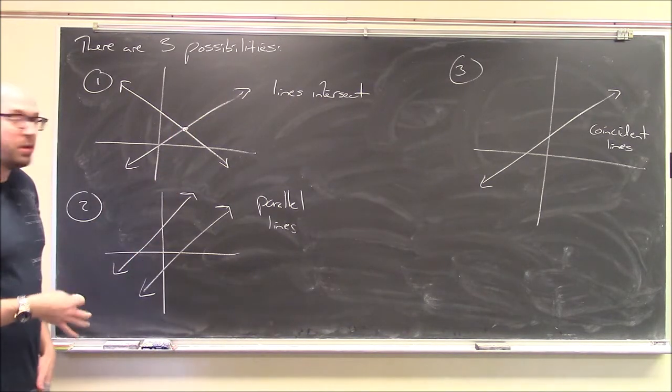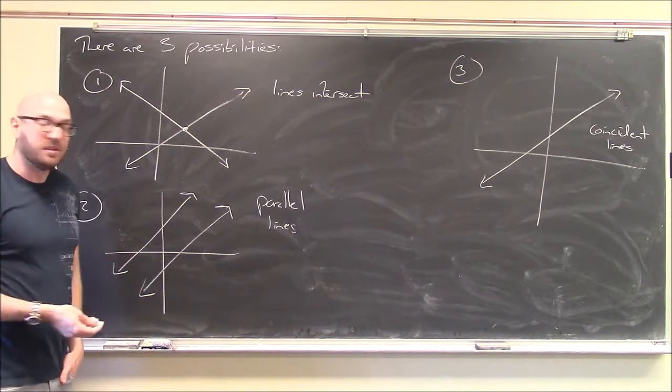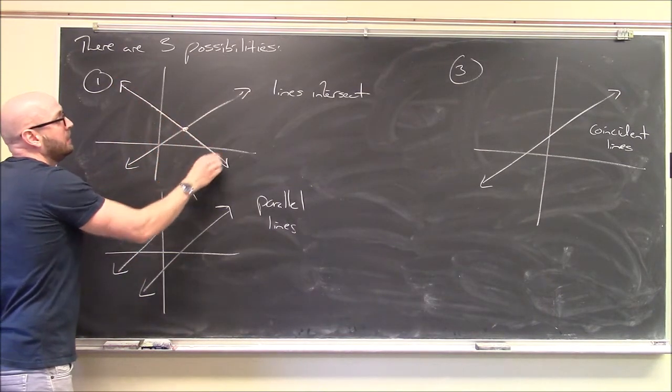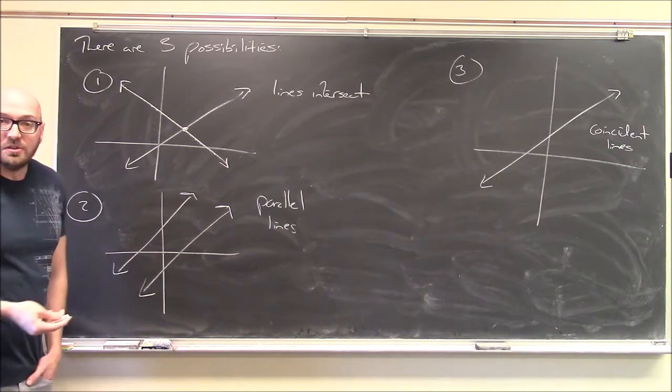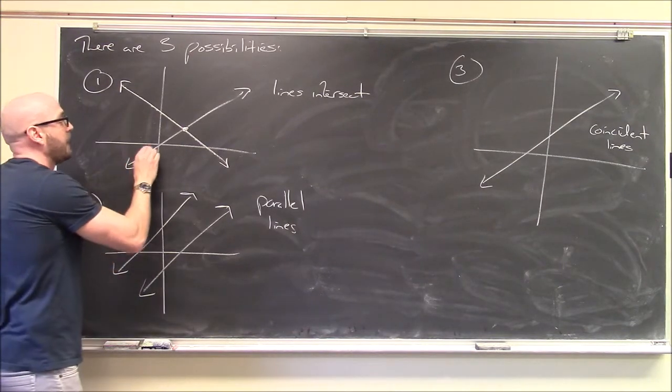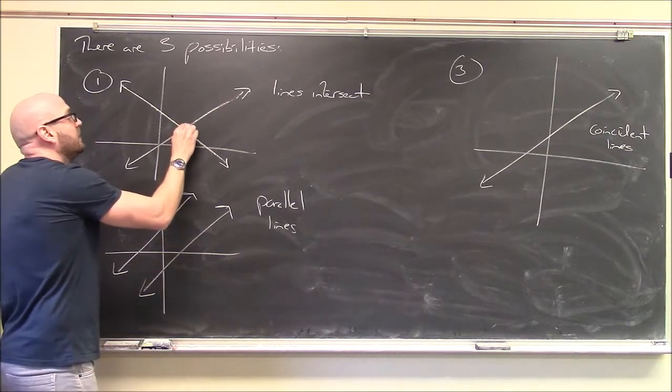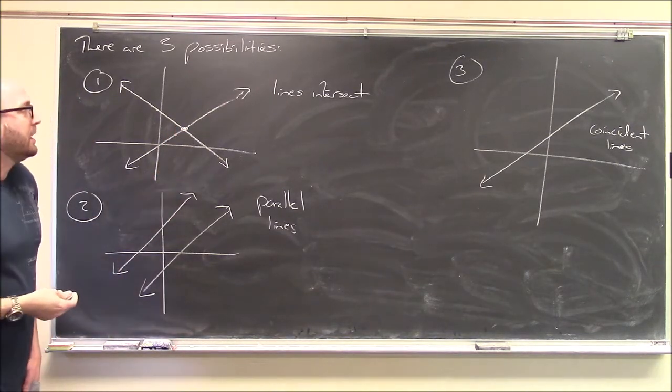Because remember what we're looking for. We're looking for values that satisfy both equations at the same time. Every single point on the graph of the first equation is a solution to the first equation. Every single point on the graph of the second equation is a solution to the second equation. So the point where they intersect is the point that satisfies both of them at the same time.